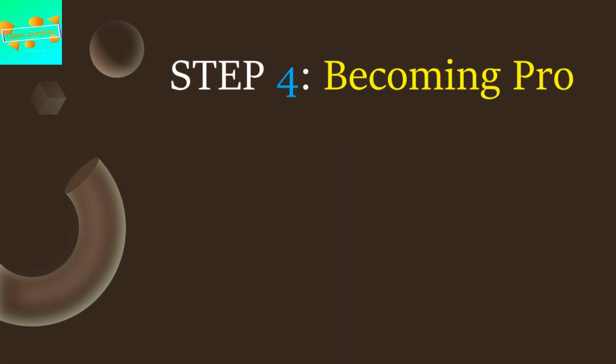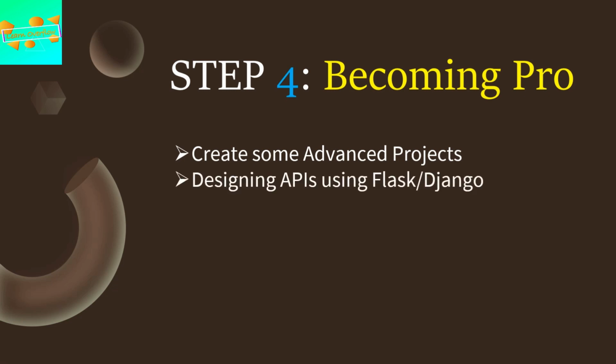Step four is slightly becoming a pro in Python, and start with creating some advanced projects. You can create many of the advanced projects, like you can work on your own portfolio. You can build some Django or Flask application. You can build some applications that are pretty difficult to build, right? So those are the advanced projects that you can do with Python. Next, you can design APIs using Flask or Django, whichever you feel is best. So that's how you design the API.